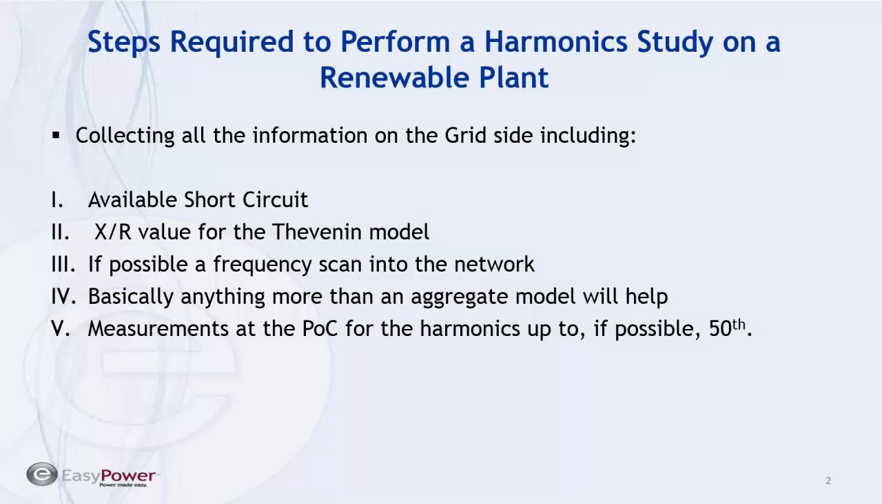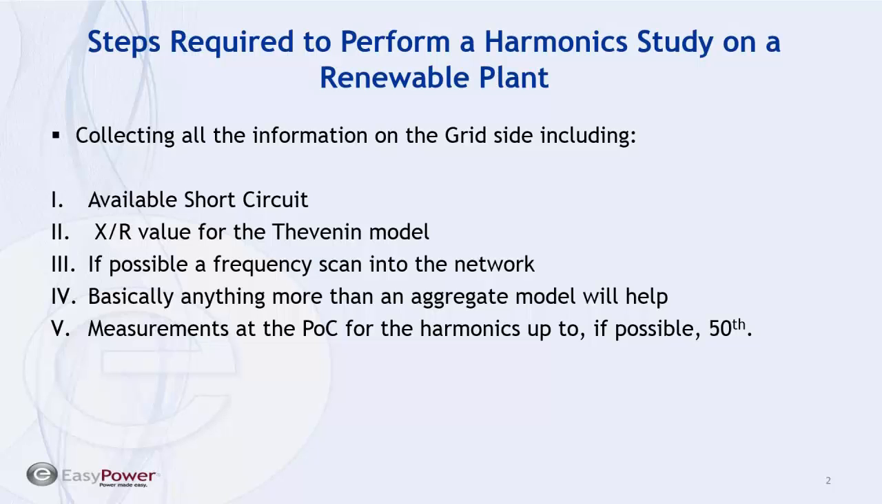The steps required to perform a harmonic study on a renewable plant would be: number 1, you need to collect all the information on the grid side, including available short circuit, X over R value, the turbine model, and if possible a frequency scan of the network. Basically anything more than an aggregate model will help. Measurements at the point of coupling for the harmonics up to, if possible, the 50th harmonic. So these are all the information that you would need in order to perform the harmonic study.